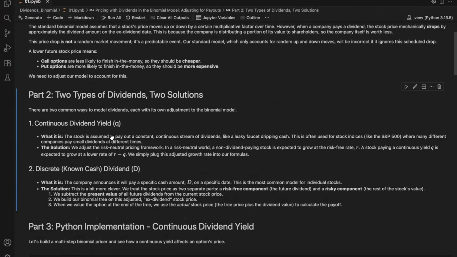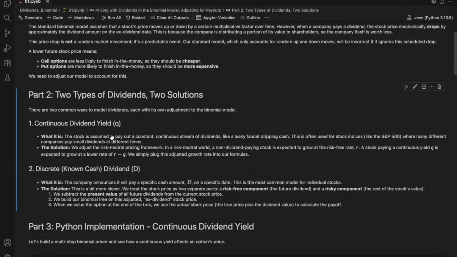In the world of quantitative finance, we model dividends in two primary ways, each requiring a different solution. First, we have the continuous dividend yield, usually denoted by Q. Imagine the stock is a leaky faucet, constantly dropping out a small, predictable percentage of its value as cash. This model is not very realistic for a single stock, but it's an excellent approximation for a broad stock market index, like the S&P 500, where hundreds of companies are all paying small dividends at different, seemingly random times throughout the year. The solution here is elegant.